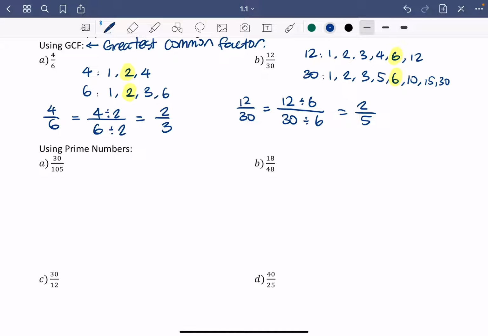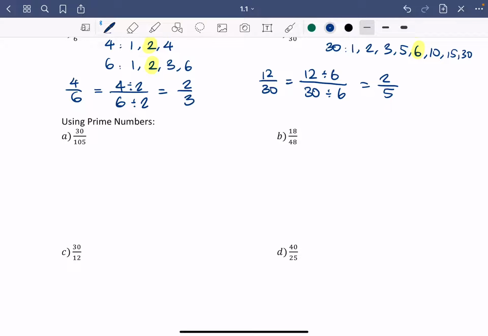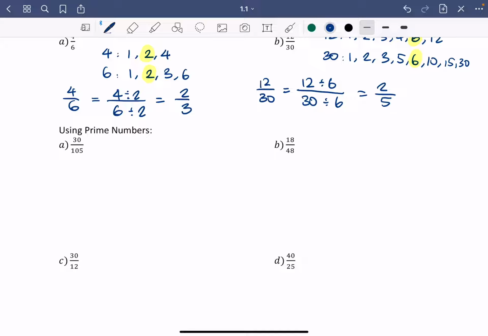Now, let's learn how to use prime numbers to simplify fractions. The way we can use prime numbers to simplify fractions is that we will need to find the prime factors of each of the numerator and denominator. So let's draw a factor tree. Let me do the 30 first. So 30 can be seen as 5 times 6. 5 times 6 is equal to 30.